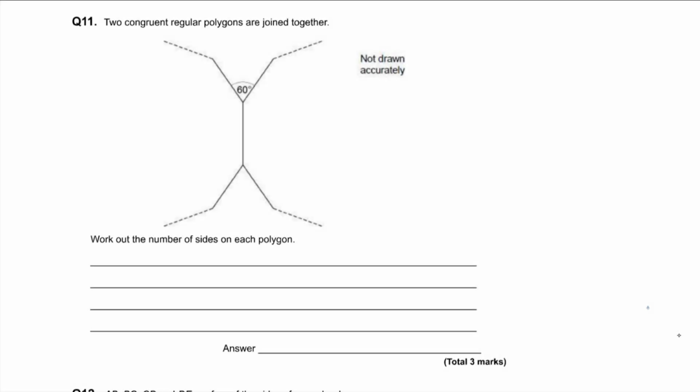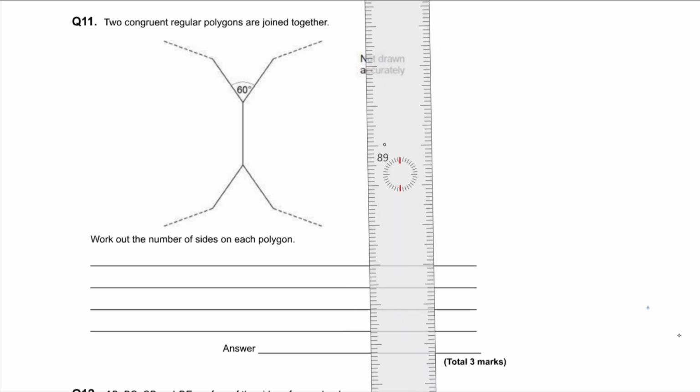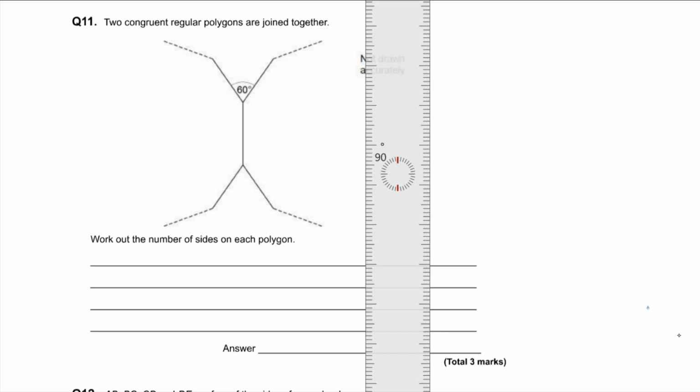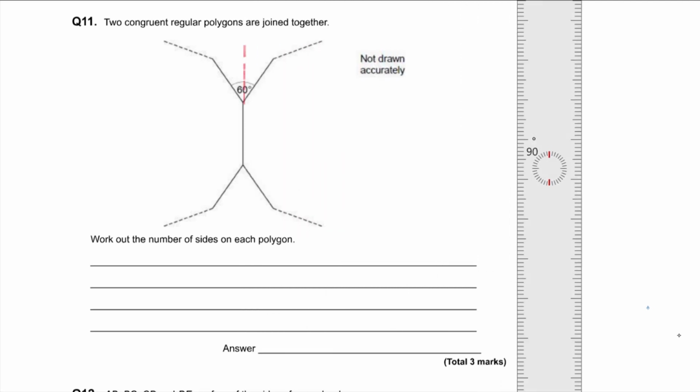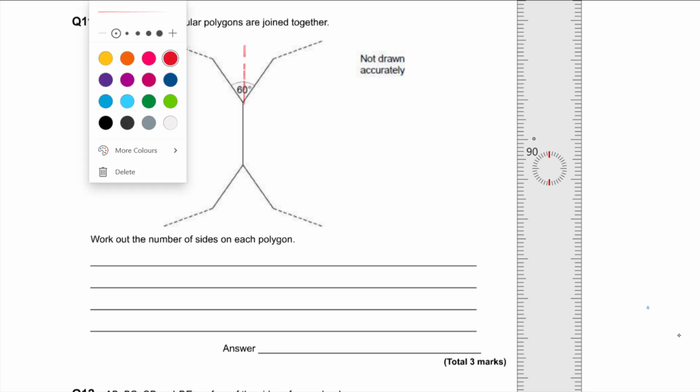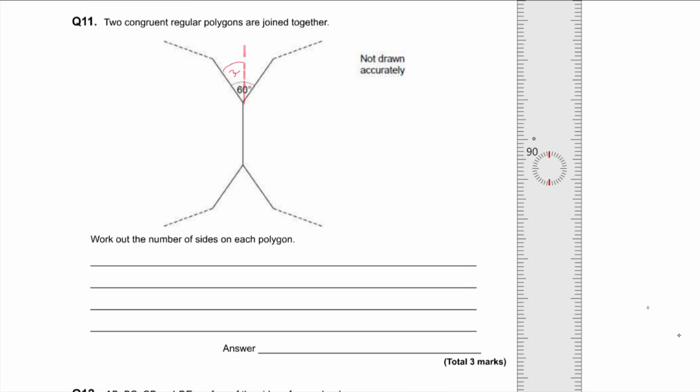Question 11. Two congruent regular polygons are joined together. Work out the number of sides on each polygon. Now, if these things are congruent, it means they're the same shape, same size, same angles. So if I take this line up here and extend it like that, then that should cut that line in half, shouldn't it? Okay, so that one there is going to be 30, and the other one's going to be 30 as well. And that's what we call an exterior angle, isn't it?